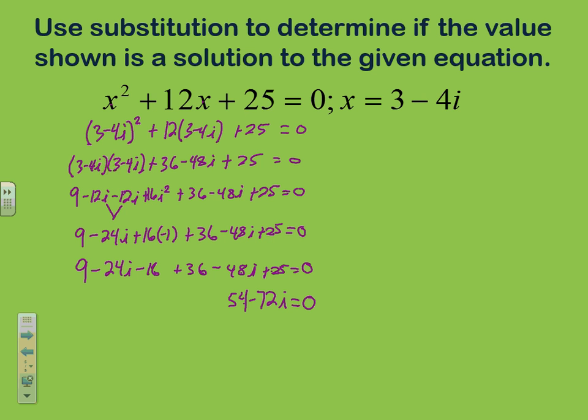So in this case, we would say, unfortunately, no, 3 minus 4i isn't a solution to the problem.